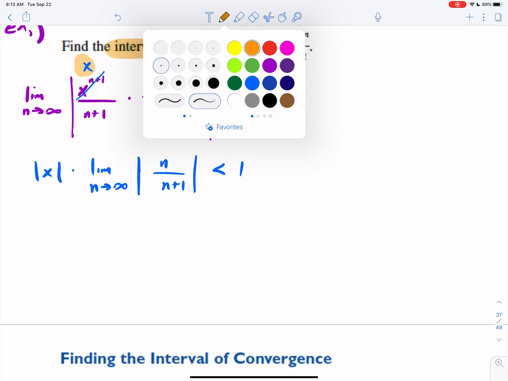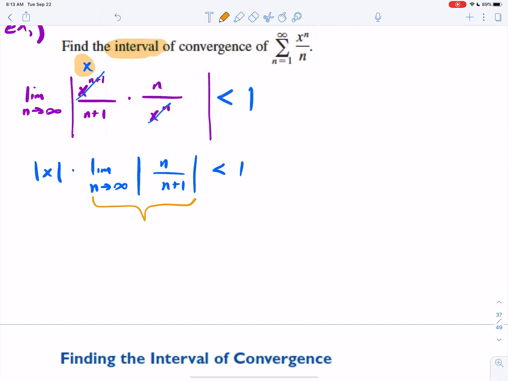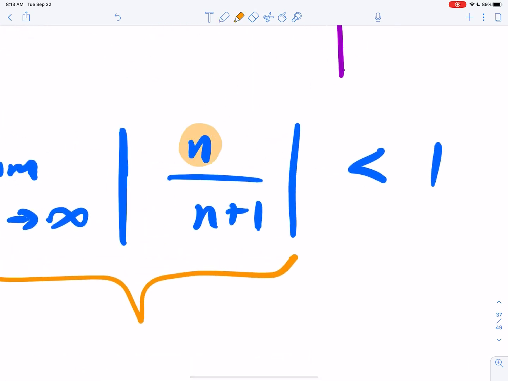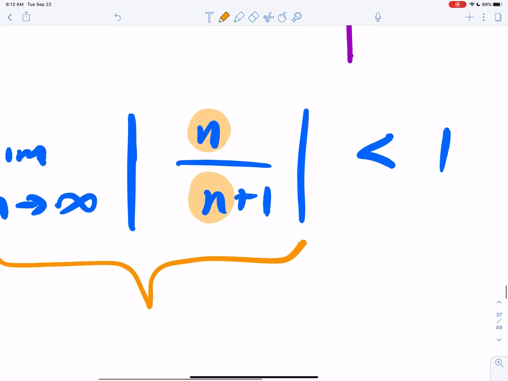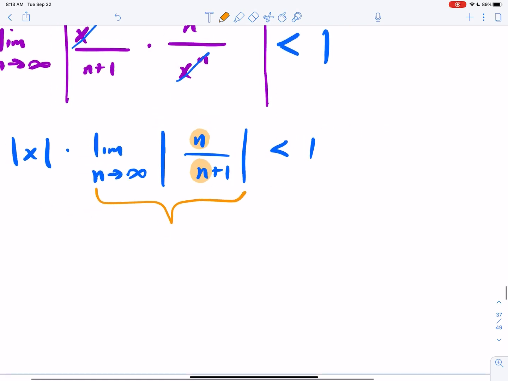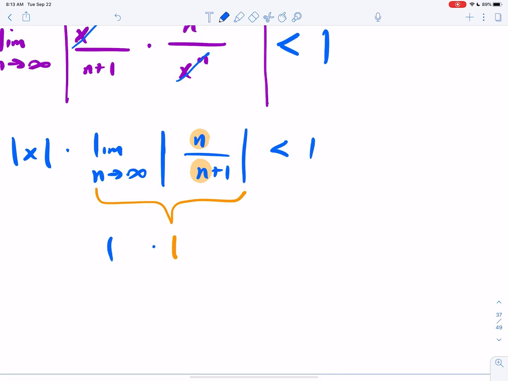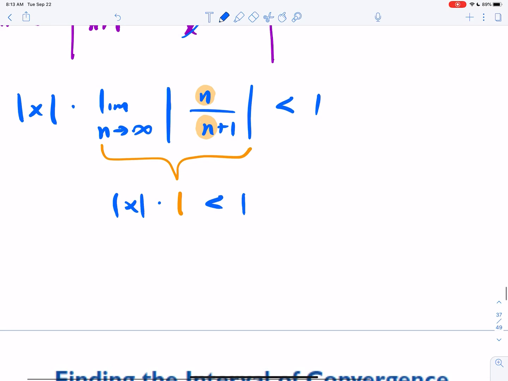Okay, so from here, you evaluate your limit, okay? N gets really large, so this is the whole game of where is it getting larger faster. If you notice here, they both travel at the same speed, so you look at their coefficients, but the coefficients are just 1. So that limit right there should come out to 1. And then I bring down the rest. The absolute value of x times 1 is just the absolute value of x.